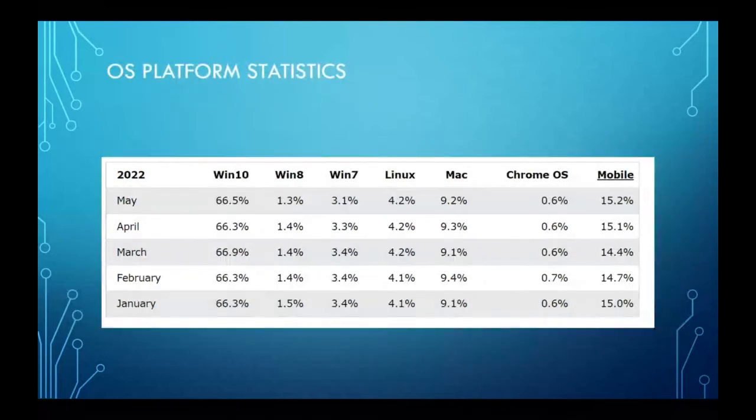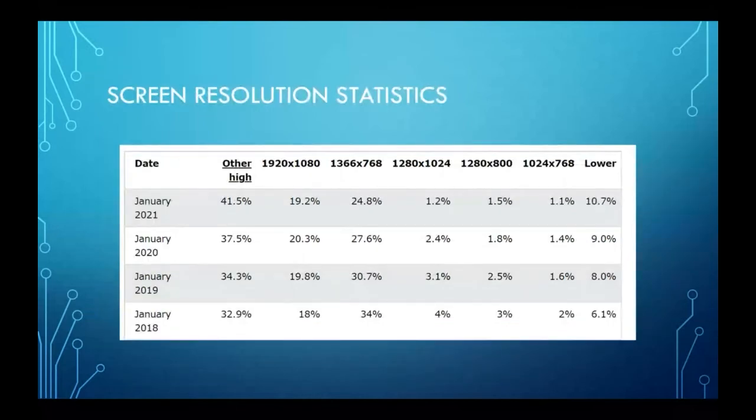You can also get the information on what operating system is being used. You see most people are still using Windows 10. And then the screen resolution statistics as well. As you can see, you can find what people are using when they access websites.